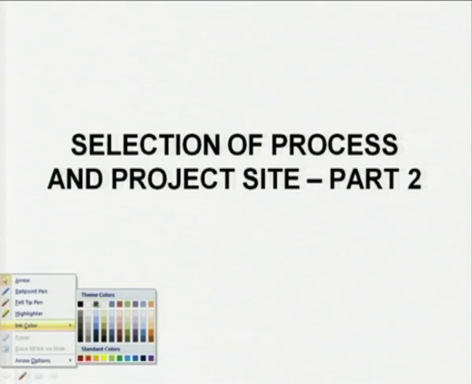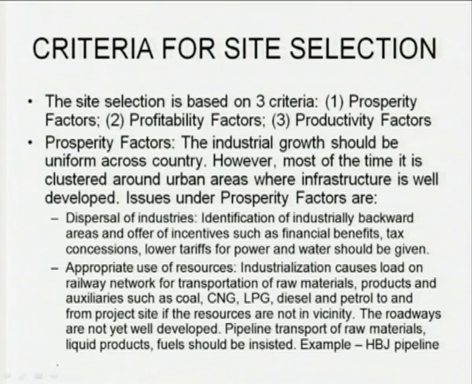In today's lecture, we shall see what factors go into site selection, what factors we need to consider, how we can evaluate the different sites that are available, and then make a proper choice of the site for the project. Similar to our process selection, here also we are going to do a semi-quantitative analysis. The criteria for site selection are three. First, the prosperity factor; second, the profitability factor; and third, the productivity factor.